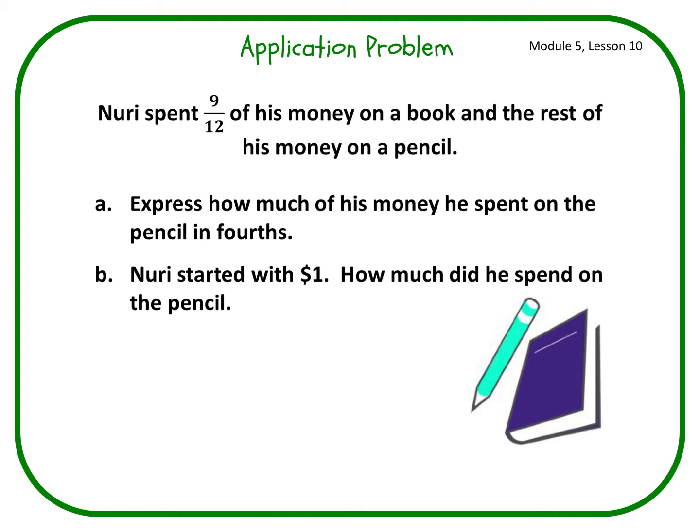All right, we are to our application problem. So Nuri spent 9/12 of his money on a book and the rest of his money on a pencil. So we have to A, express how much of his money he spent on the pencil in fourths, not twelfths, which is what we started with. And then B, Nuri started with $1. How much did he spend on the pencil?